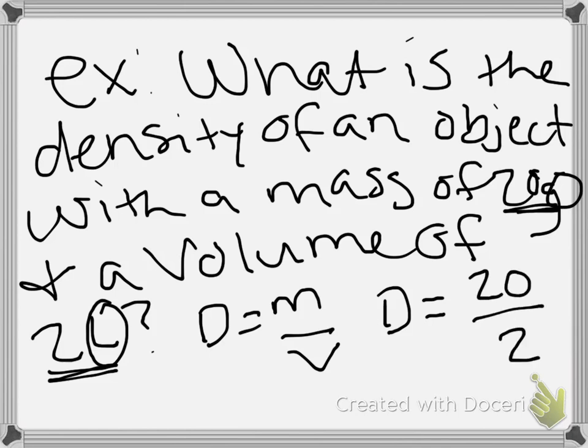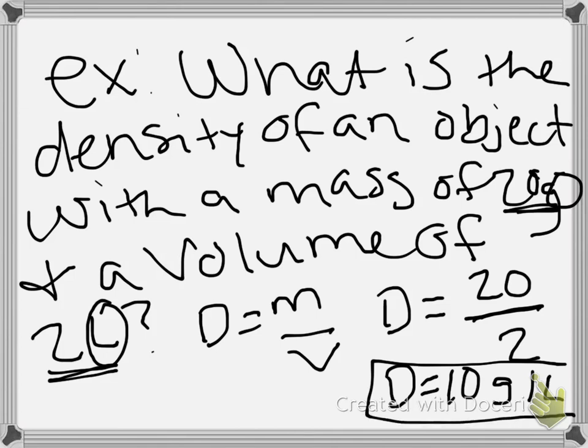So to find D, all we have to do is take 20, and this line right here means divided by. So 20 divided by 2 is 10. But we can't just leave it at 10. We have to do 10 grams per liter because we have to put units on all of our answers. Alright, so that's the easiest kind.